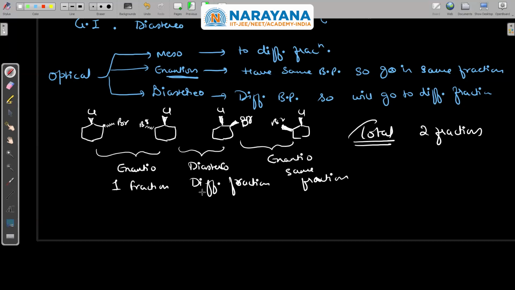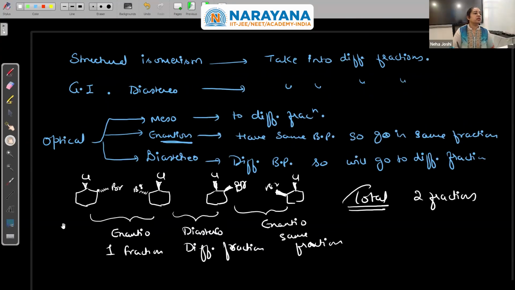Ma'am, don't we count diastereomers too as 2 different fractions? Yes, we will. But they are already in 2 different fractions. This is in one fraction and this is in another. So any pair of diastereomers is practically in 2 different sections only. Is that clear? So this outline you remember. You can take a screenshot.